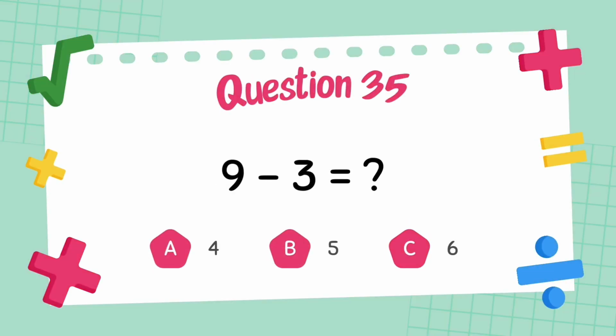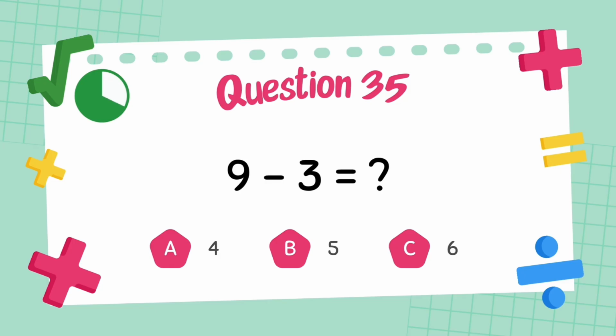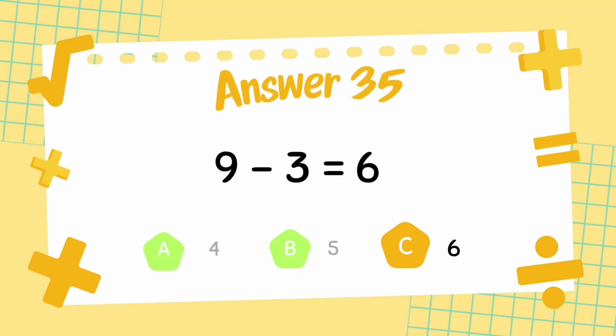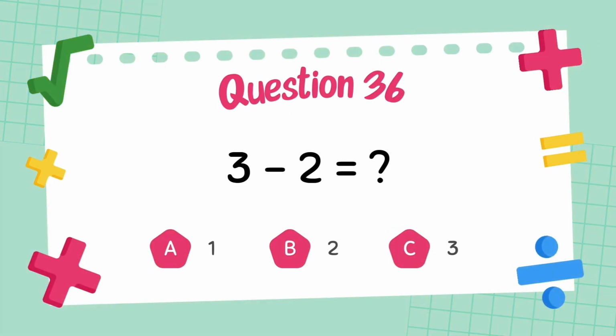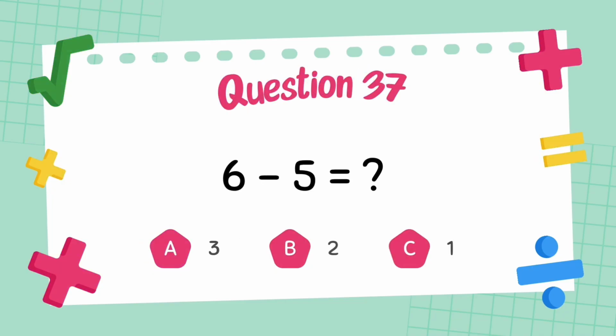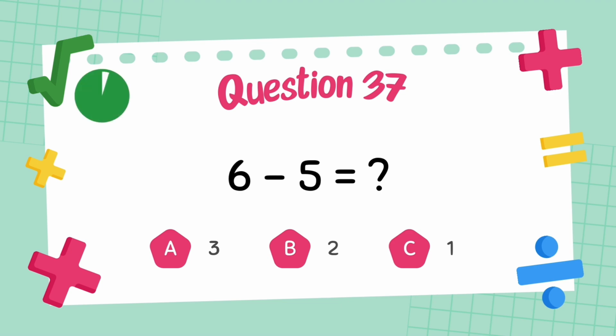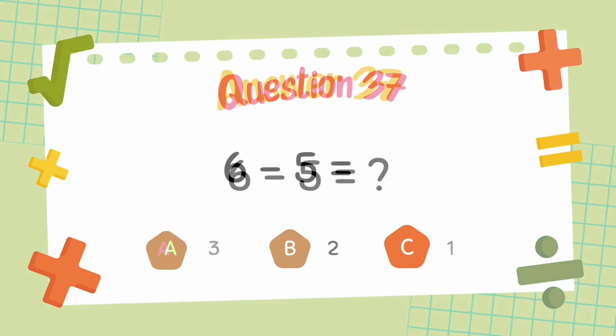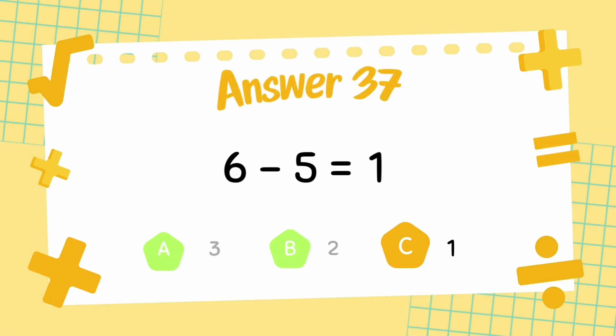What is 9 minus 3? The answer is 6. What is 3 minus 2? The answer is 1. What is 6 minus 5? The answer is 1.